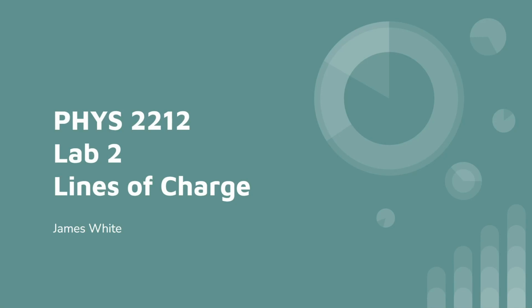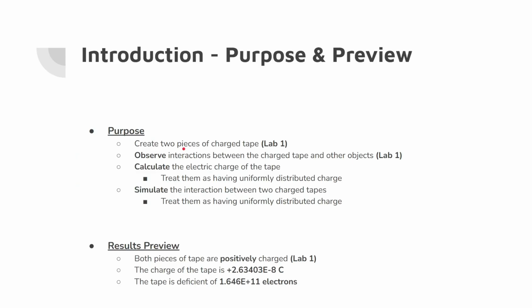This is Physics 2212, Lab 2, Lines of Charge. So a little introduction. In Lab 1, we created two pieces of charge tape and observed their interactions with other objects and themselves. And in this lab, we are calculating the charge of each tape by treating them as uniformly distributed charges and simulating that interaction using VPython.